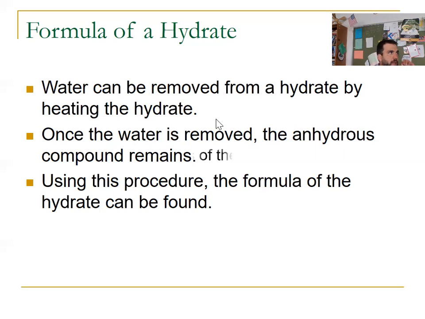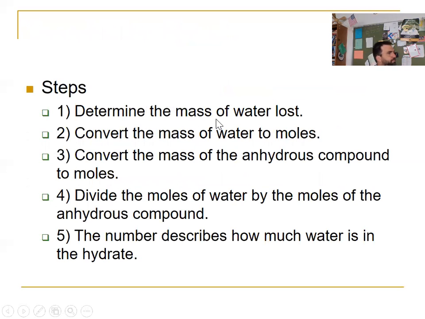Here are your steps. Now these steps will work every time. Number one, determine the mass of the water lost, okay? That's our first step. So if you tell you the mass before, the mass after, how do you figure out the mass of the water lost? Subtract them. Next thing, you convert the mass of water to moles. That means you're going to multiply by 1 mole over the molar mass of water, so 1 mole times 18.0153.